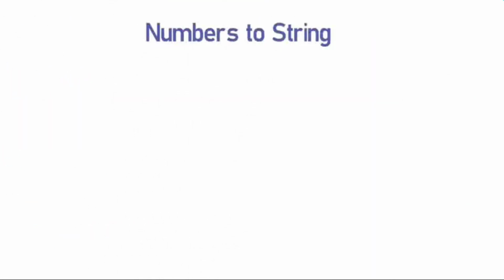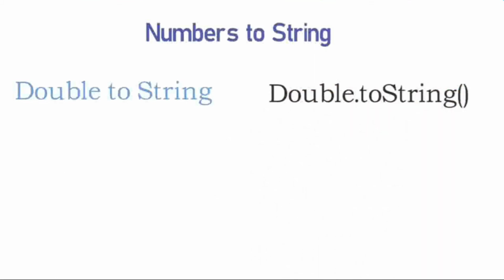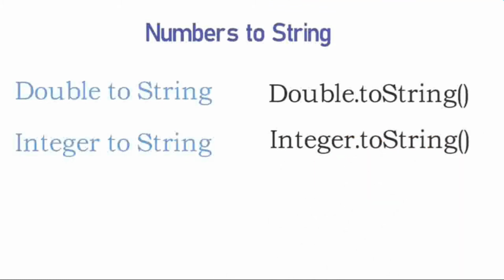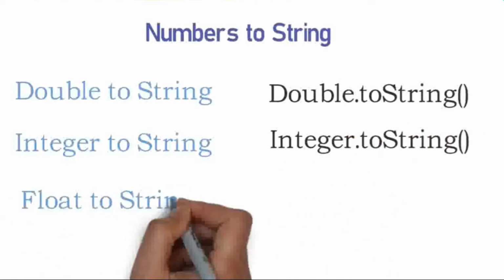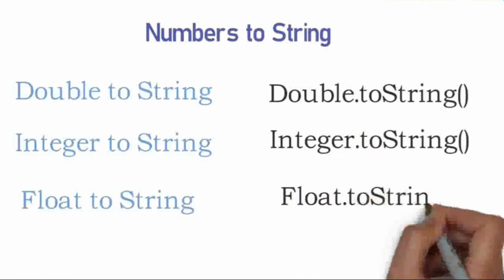Next, to convert numbers to strings. To convert double to string, we use the Double.toString method. To convert integer to string, we use the Integer.toString method. To convert float to string, we use the Float.toString method.